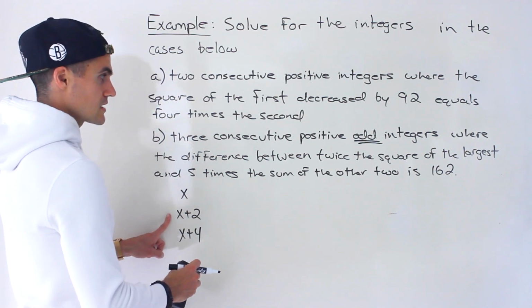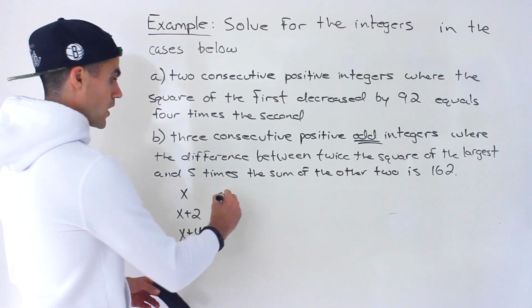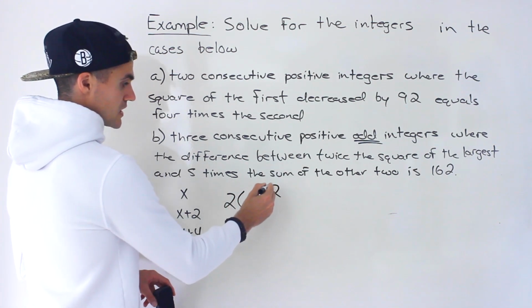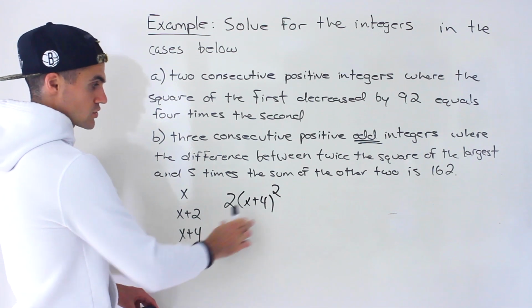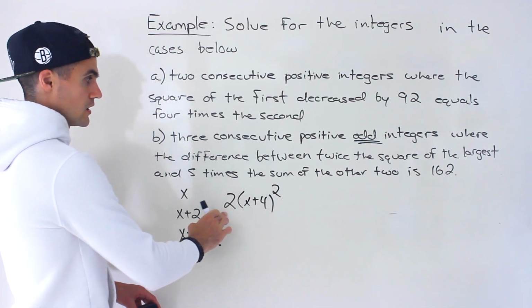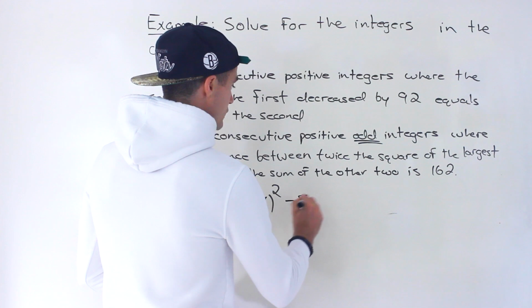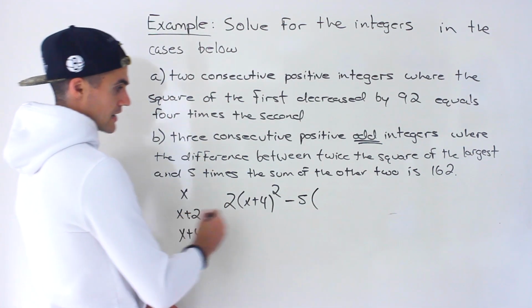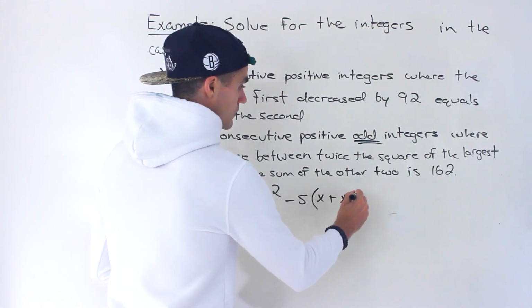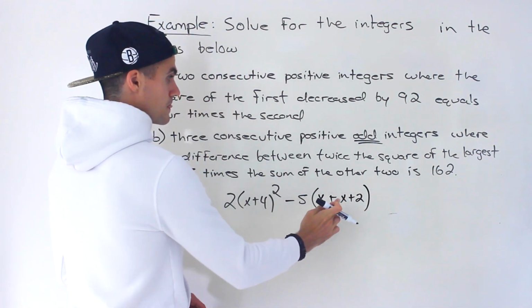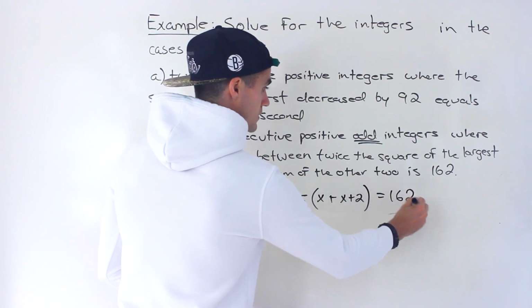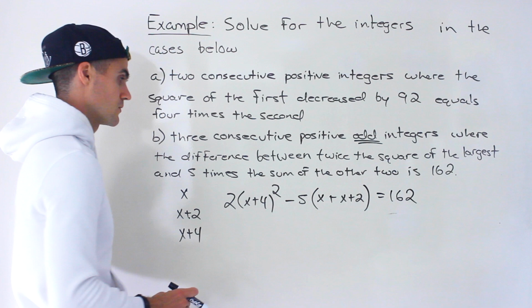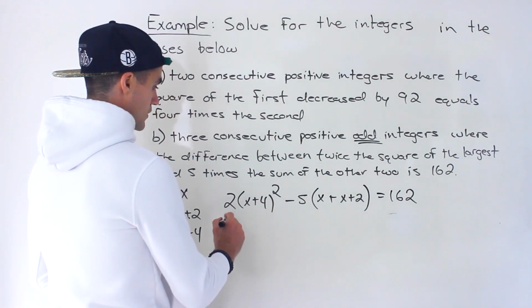And then let's create the statement. The difference between twice the square of the largest: if we take the largest of the integers, square it, and multiply it by 2, the difference between that and 5 times the sum of the other two, the other two integers being x and x plus 2, which we sum up, 5 times that sum, is 162. The difference between these two expressions is 162. And so from here, we just have to expand everything.